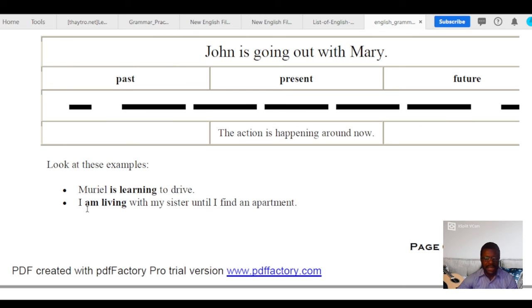The second one said, I'm living with my sister until I find an apartment. I might live with my sister for even a year or 6 months before I find an apartment. So it's an action that is ongoing, but it's not that it must be happening right away. This is just to give you all the scope at which we use the present continuous tense when we speak. Okay?